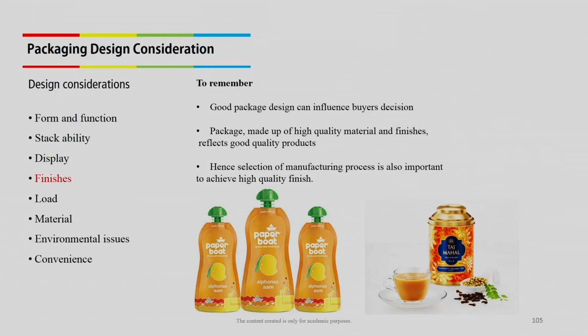Next thing to be considered is finish. Designer should remember good package design can influence the buyer's decision. Package made of high quality material and finishes reflects good quality products. Hence, selection of manufacturing process is also important to achieve a high quality finish. In this particular case, the good quality material, the texture of the material and good graphics give a perception of a good quality product. The golden box and the finish of the product also give the perception of a good product.